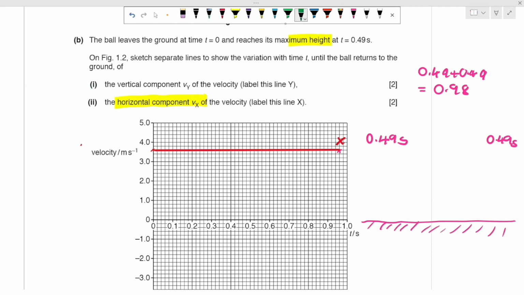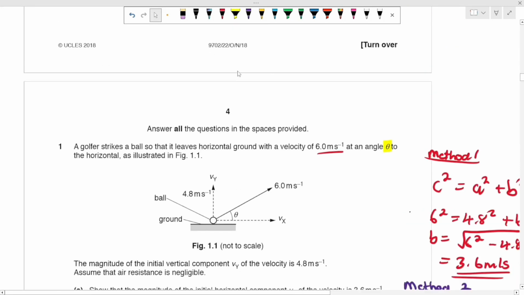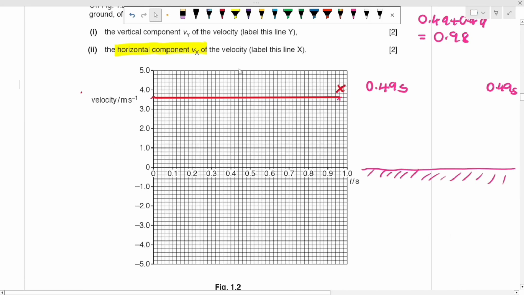Okay, now going on to the vertical, VY. So for the vertical, we're starting off at 4.8, right? Because if you look at this, the initial vertical velocity is actually 4.8 over there. So that is the one that we're starting with when t is equal to 0. So it will be at 4.8. So 4.0, 4.2, 4.4, 4.6, 4.8. So basically at this point.